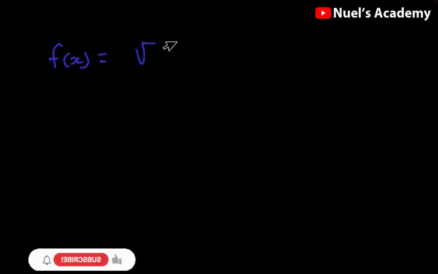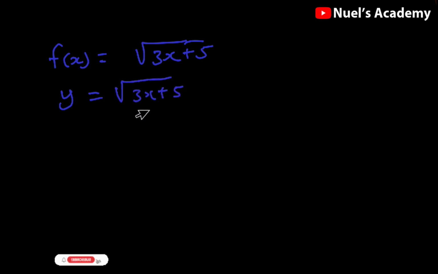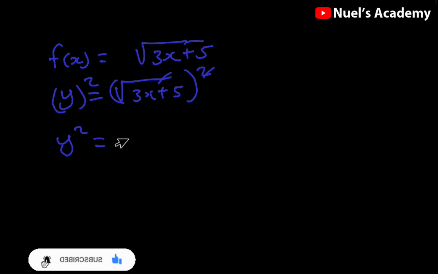Now let's evaluate this. We have that f of x is equal to the square root of 3x plus 5. So to determine the inverse of this function, we're going to have y equal to the square root of 3x plus 5. Now let's make x the subject of the formula. We're going to square both sides, so that we're going to have y squared is equal to this, and this will cancel. We'll be left with 3x plus 5.